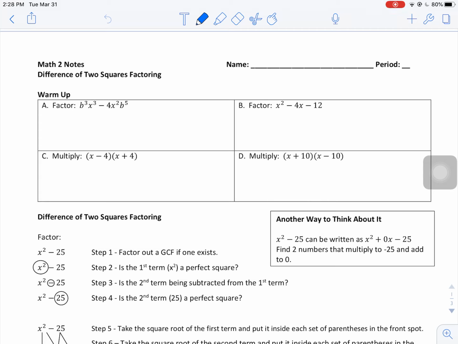Difference of two squares factoring. Pause the video and try the warm-up. For warm-up A, we want to factor.